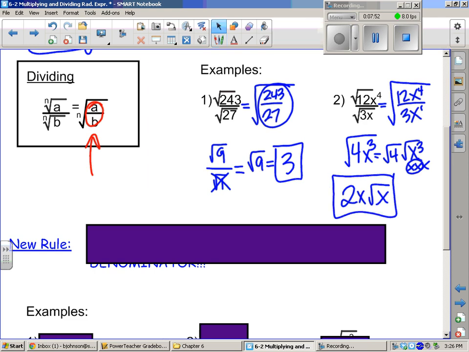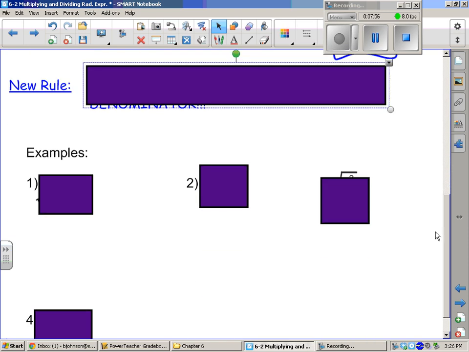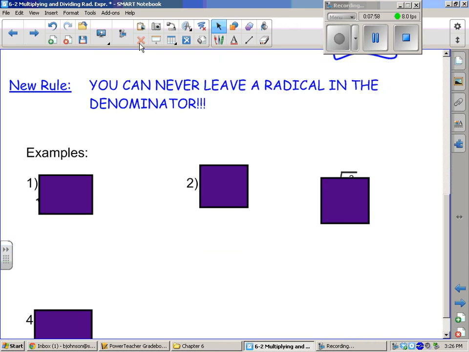Nice. Are you ready for a new rule? We have a new rule. It's going to rule your world. You can never, ever leave a radical in the denominator. That's just a math faux pas. Right. Breaking the laws. Breaking the law with a faux pas.